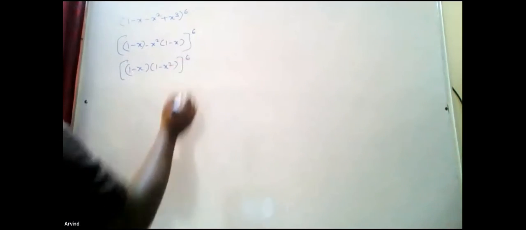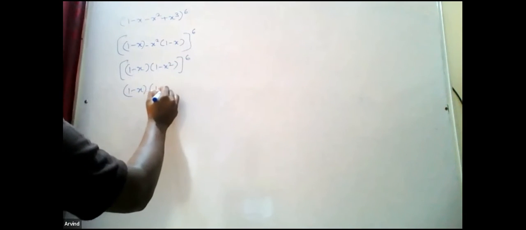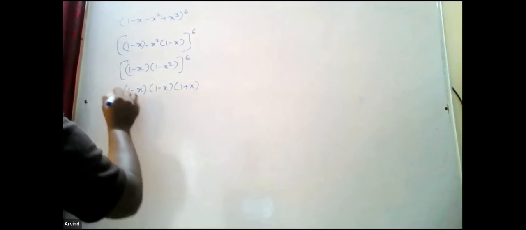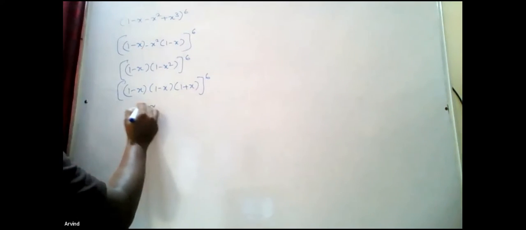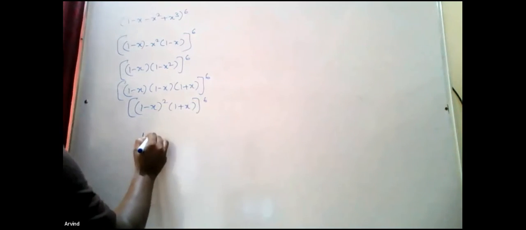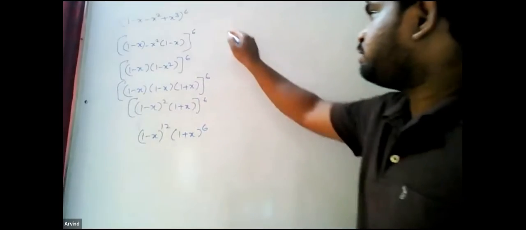So whole power 6. Again, this 1 minus x square can be written as 1 minus x into 1 plus x whole to the power 6. Okay, therefore 1 minus x into 1 minus x is 1 minus x the whole square into 1 plus x the whole power 6. So when I simplify, it is (1 minus x) whole to the power 12 into (1 plus x) whole to the power 6. So when we multiply this, we have to check what coefficient of x power 7 comes.